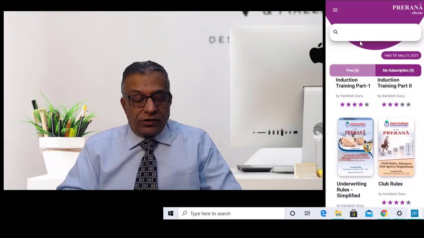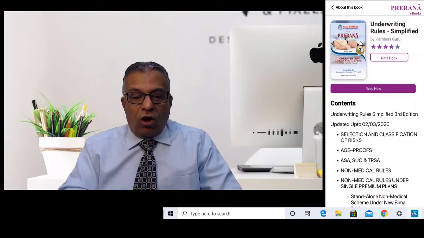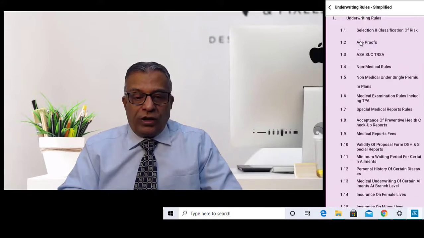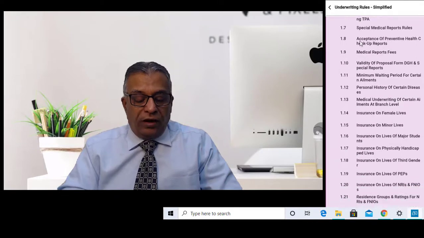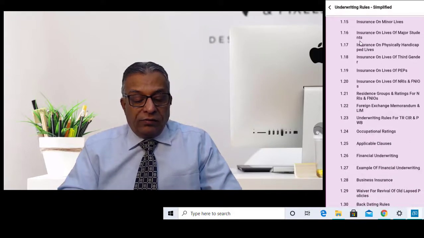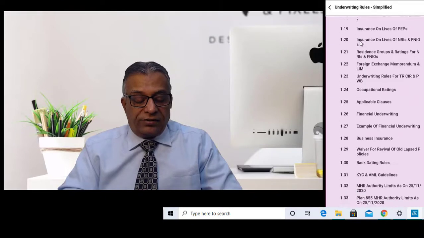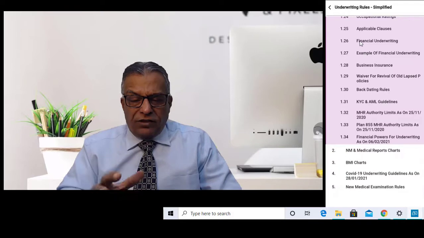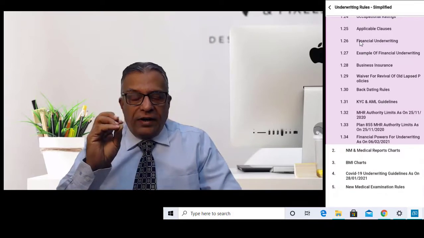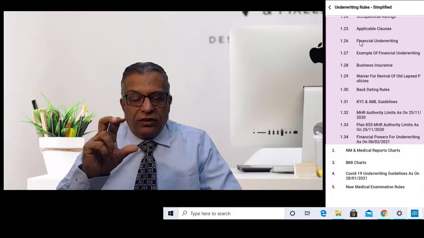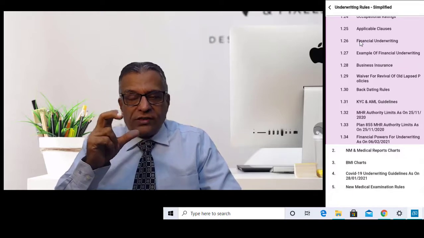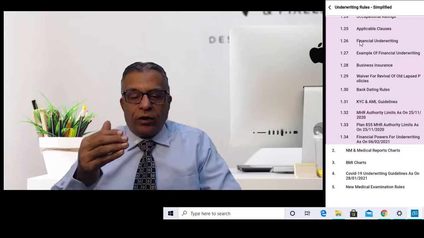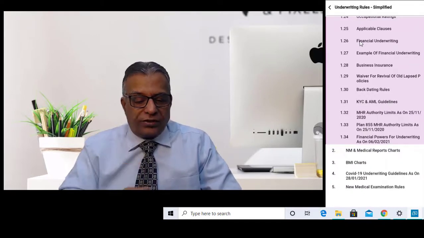Number 3, the third book, is Underwriting Rules Simplified. You will get all underwriting rules over here in detail. Right from age proof, SUC, non-medical, medical, insurance on female lives, minor lives, major students, NRIs, financial underwriting, business insurance. Everything required for underwriting is explained in detail in a simplified way. It will increase your confidence level. You can submit all your requirements while submitting the proposal itself and get your proposals completed much quicker and faster.